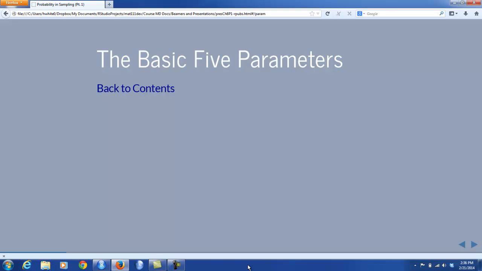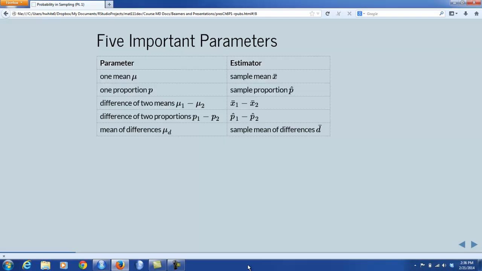So let's get on to the basic 5 parameters that will constitute most of our attention for the rest of the course. These 5 important parameters are the mean of a population, denoted with the Greek letter mu, estimated by the sample mean, x bar, the proportion of a population that possesses a particular characteristic, this is denoted by the letter p, and it'll be estimated by the proportion in our sample that possess that characteristic.